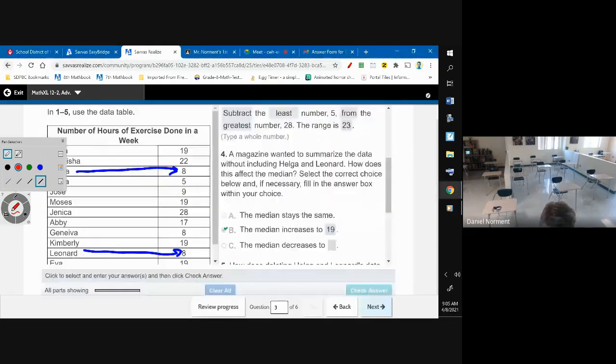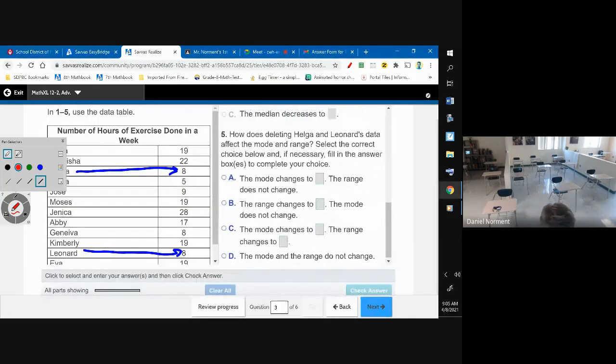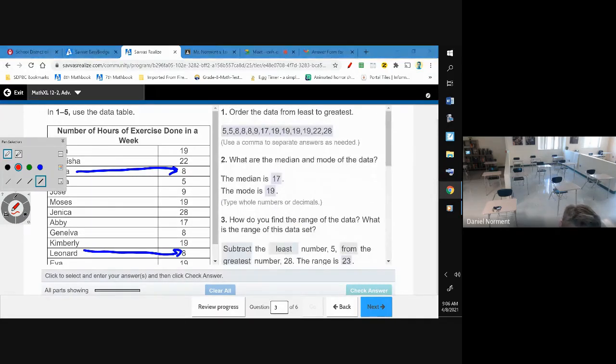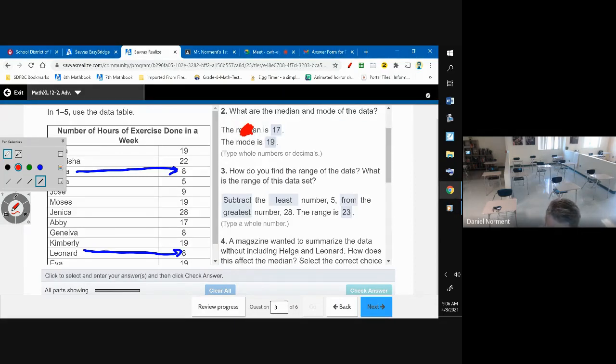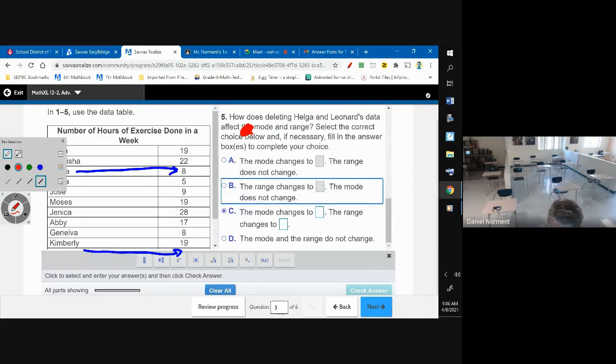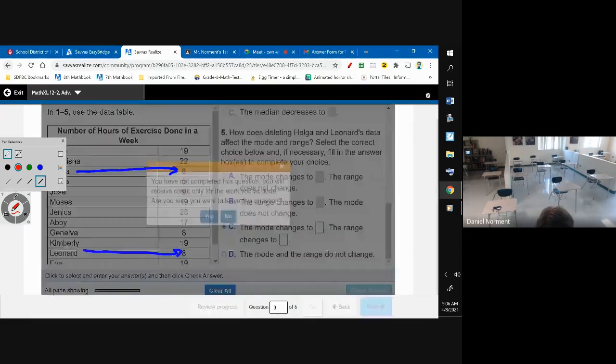And then I have 5 minutes. How does deleting their data affect the mode and the range? You're on your own for this. Go back here and look at this data now without those 2 8s. See what the mode is now. Does it change? What is the range now? Largest minus smallest. Does it change? It's going to be one of these answers, A, B, C, or D. Hope that's helpful. 3 more.